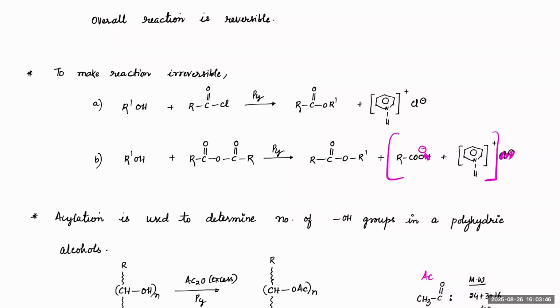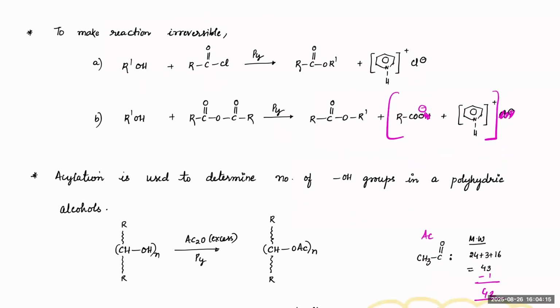Got it? So that's the importance of pyridine here. Now the reaction cannot happen backwards. Clear? Why? If Cl minus wants to attack and RO minus has to leave, Cl is a better leaving group, so this cannot happen. RO minus is a weak leaving group. The reverse is okay. If you have an acid chloride, RO minus can attack. But Cl minus attacking and RO minus leaving is not possible. Therefore, this is an irreversible reaction.